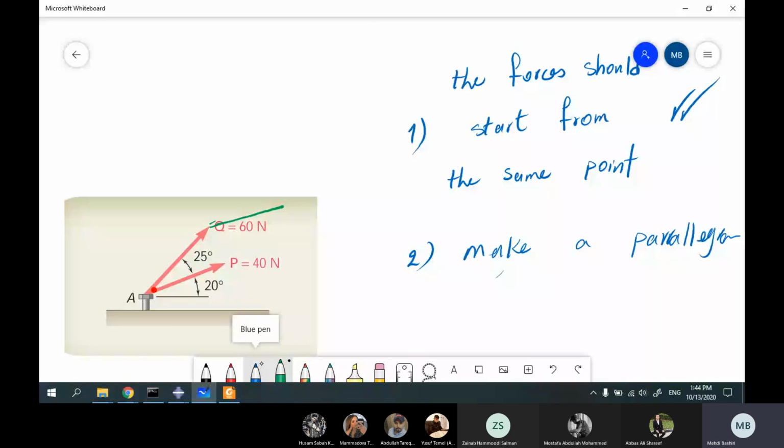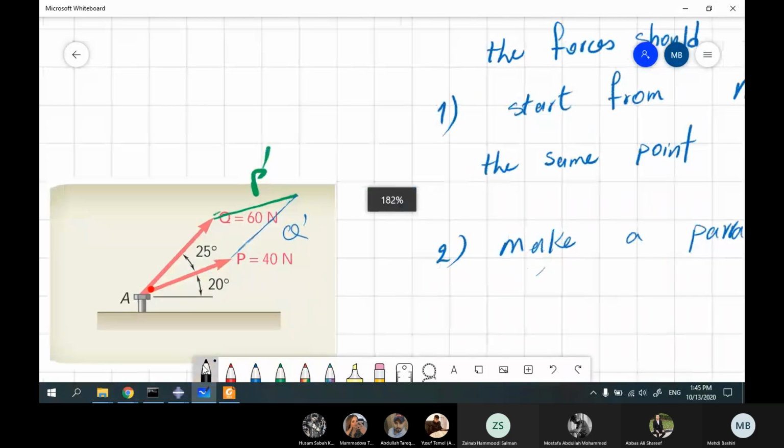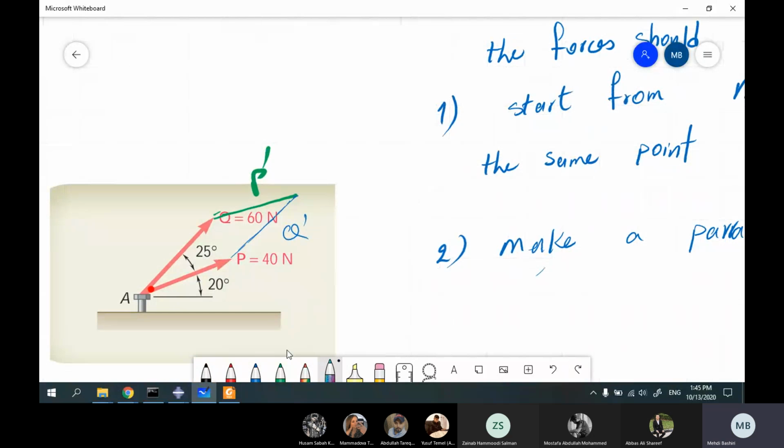This line, the green line, is parallel to this line, so I can name it P prime. The second one, I'm going to make it with blue. It should again be parallel to Q, so I'm going to name it Q prime. What would be the final summation? A vector that starts from here and ends here. So this is my resultant.